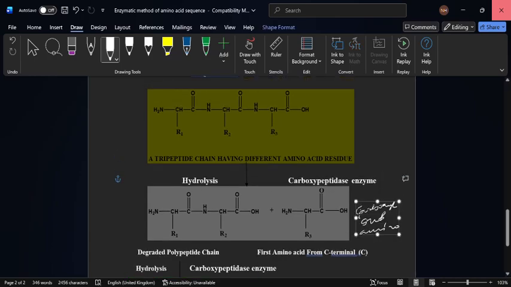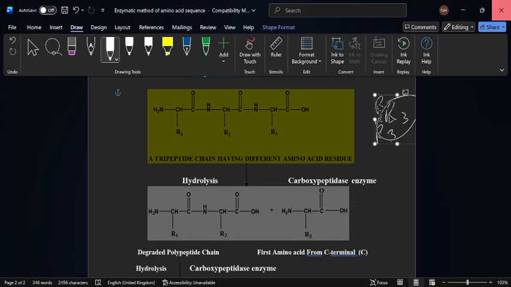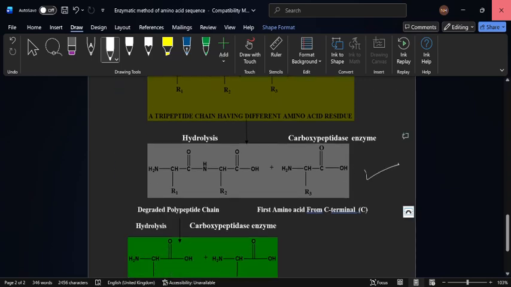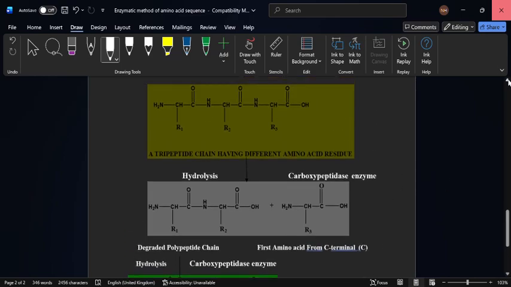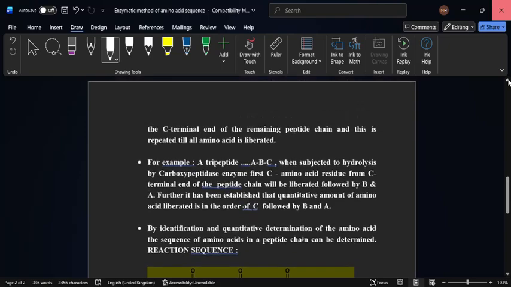that is the R2 one, and the last one the R1 one. So you can see that the sequence will be CBA from the C terminal end.